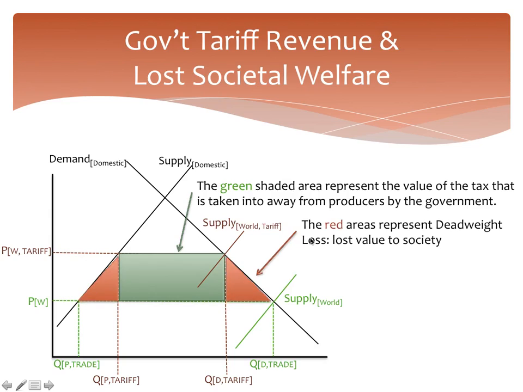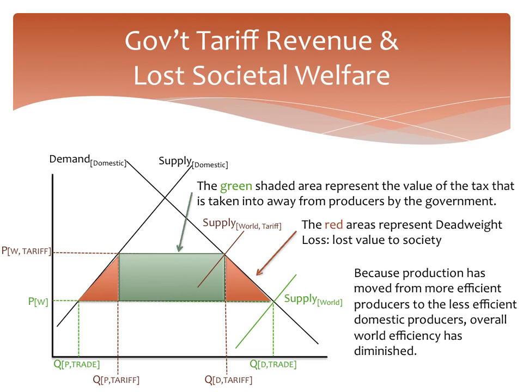There's also some other areas here, and the red areas represent the deadweight loss, which is lost value to society or value that's been taken away from both producers and consumers. There's another note to be made here. Remember that when we were at the low world price, we had this large horizontal distance here that represented the amount of imports that were being brought into the country.